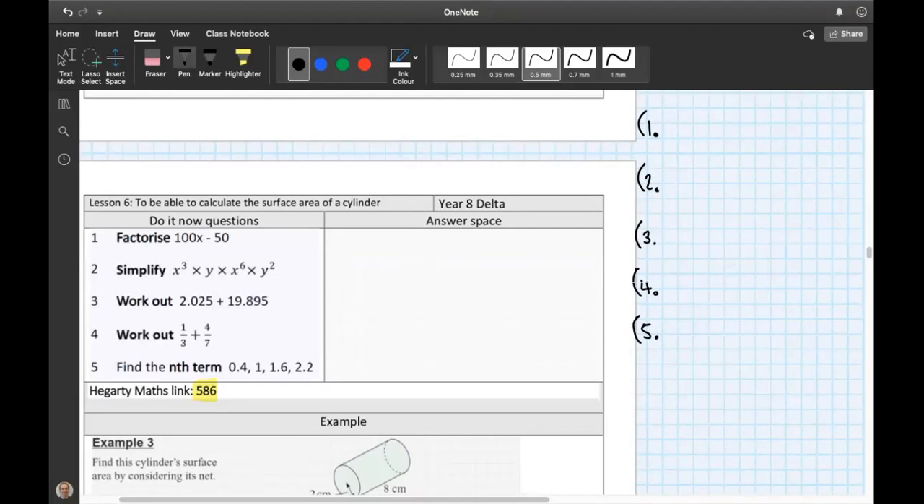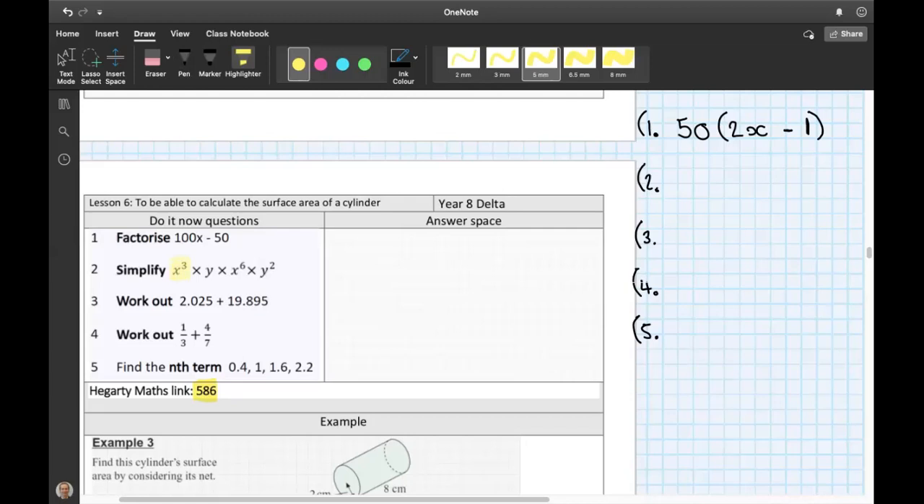Okay, firstly, we're factorising this expression, so we need to take the highest common factor out of all parts of the expression. That's going to be 50, so we take that outside the bracket. Now, 50 times what gives me 100? 50 times 2, so 50 times 2x will give me 100x. Then what do I multiply 50 by to get negative 50? It's got to be negative 1. Okay, and you can expand that out again to check your answer. 50 times 2x, 100x, 50 times negative 1, negative 50.